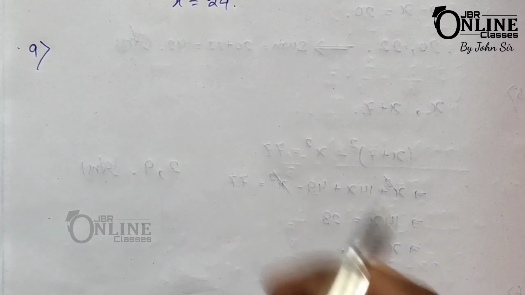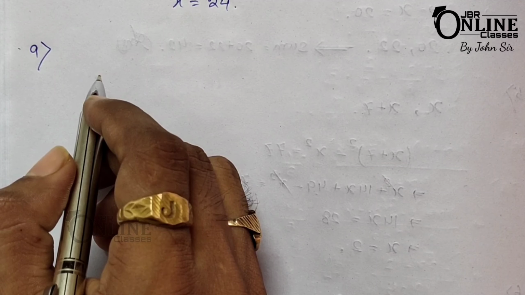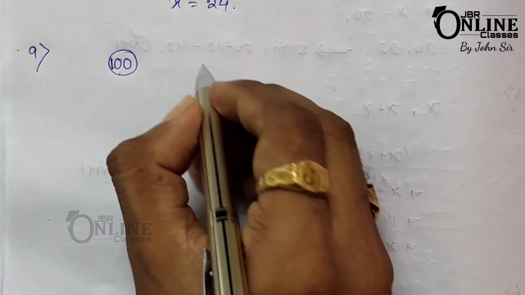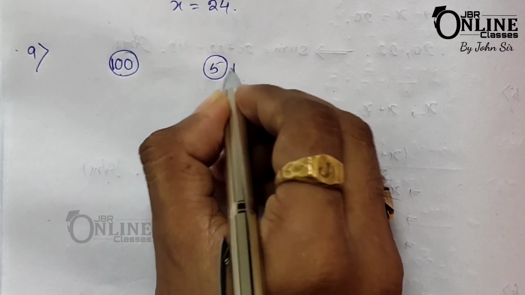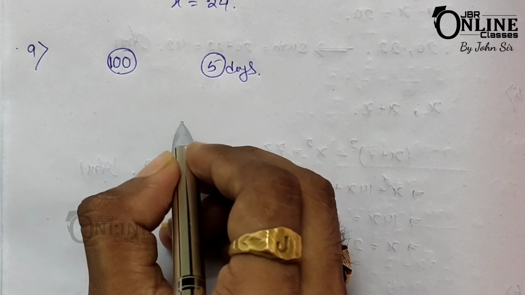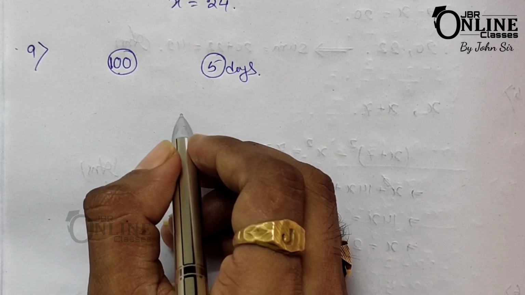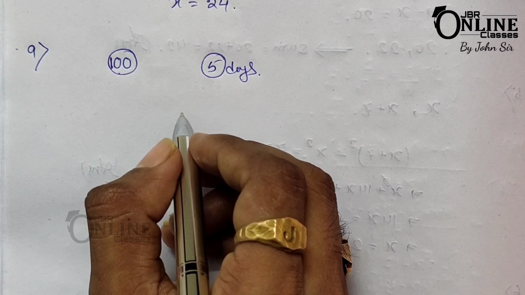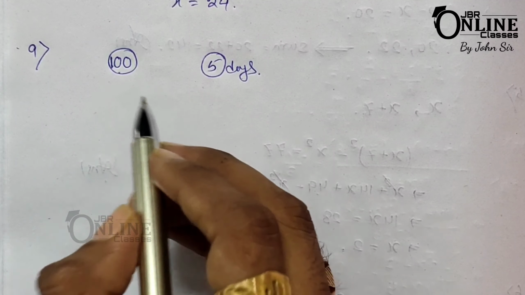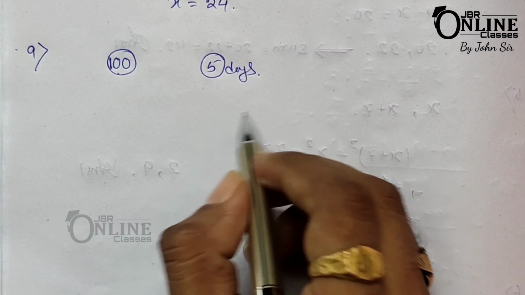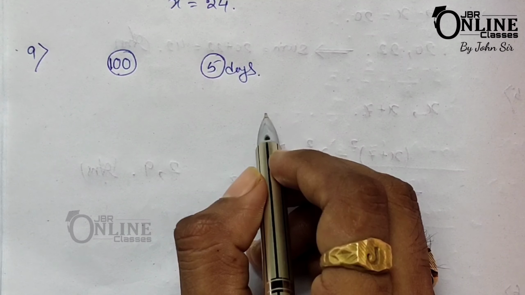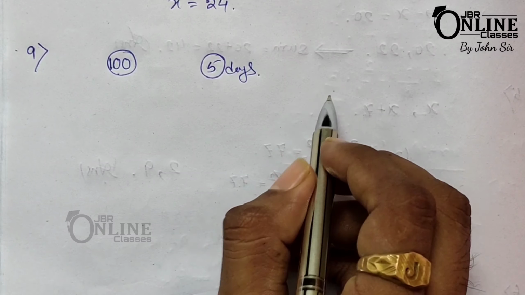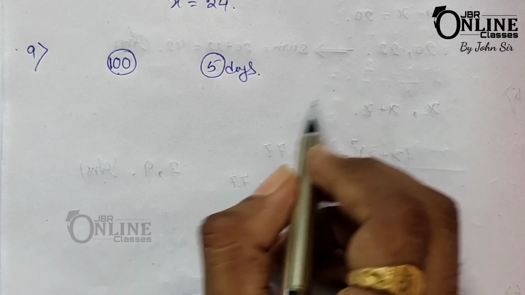Now sum number 9. In sum number 9, a man ate 100 grapes in 5 days. That means the total number of grapes equals 100 and the total number of days equals 5. The condition is that each day he ate 6 more grapes than he ate on the previous day. That means if on the first day he ate 6 grapes, then on the second day 6 plus 6, that becomes 12. On the third day 12 plus 6, that becomes 18. On the fourth day 18 plus 6, that becomes 24, and so on.